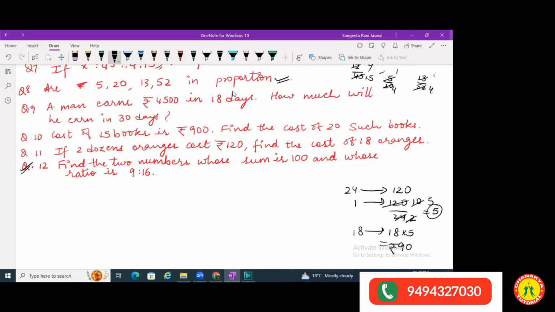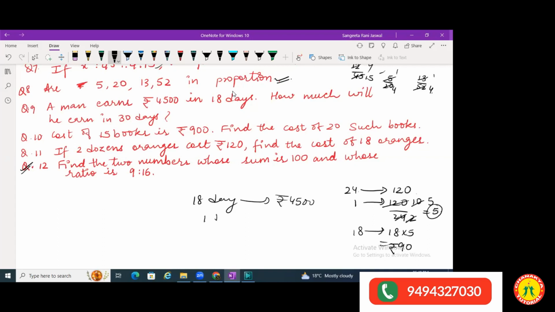Ma'am, can you explain the ninth question? A man earns rupees 4,500 in 18 days. So in 18 days, a man is earning rupees 4,500. I'm just writing like this, but you should write in a proper statement form in your exam, okay? In 18 days, the man is earning so much amount. How much will he earn in 30 days? So we need to find for 30 days.